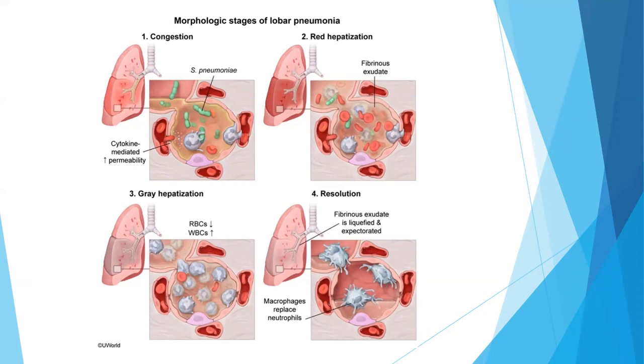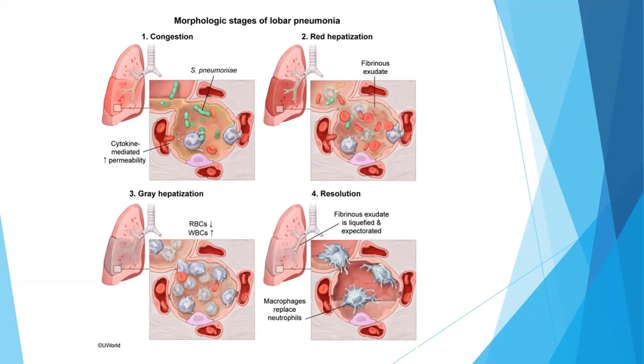Now let's summarize in brief the morphological stages of pneumonia. You know that there are four important morphological stages of lobar pneumonia. The first one is congestion, where there is increased cytokine-mediated permeability. We can see the bacteria in the exudates. There is red hepatization, where the lung appears to be red because of the fibrin deposition, because of the RBCs that invade the exudate. Then there is the gray hepatization. Now, when these RBCs decrease in number and WBCs increase in number, then the lung becomes gray in color. That is called gray hepatization.